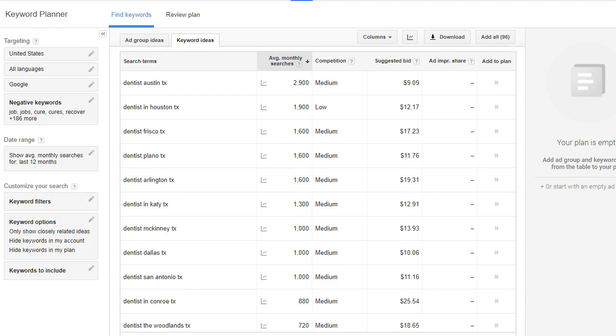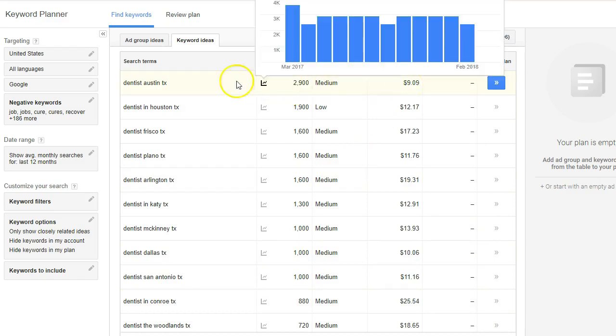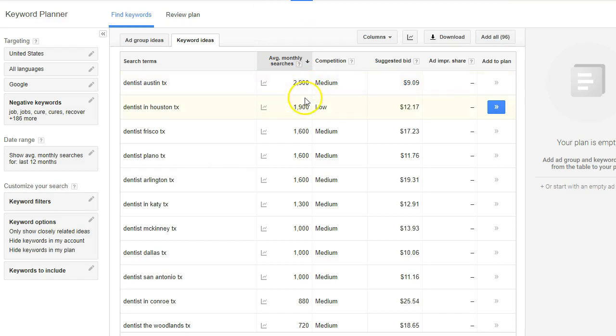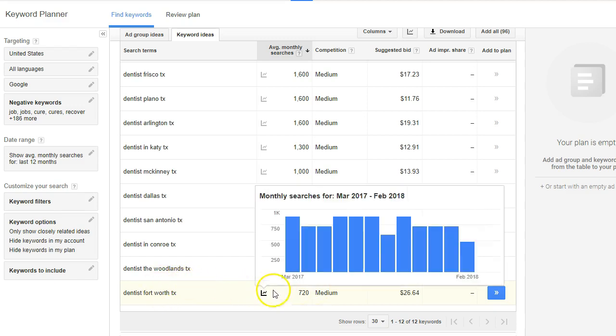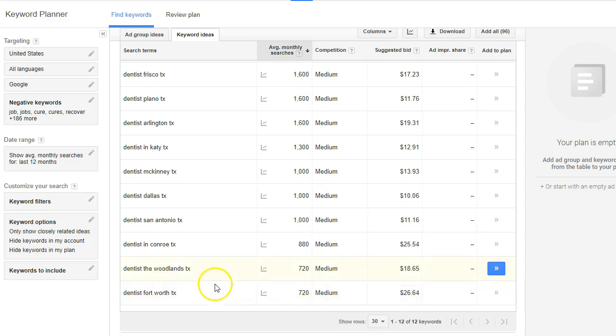So over here you can see a lot of variation. These are all cities from the state of Texas, and there's massive variation in terms of search volume and in terms of the suggested bid. Austin, for example, gets 2,900 searches, while the lowest is Fort Worth. Now, of course, Fort Worth is a much bigger city than Austin, and it does actually get much more than 720 searches per month. It's just that this keyword is getting 720. Obviously there's dentist Fort Worth and other keywords, best dentist Fort Worth, general dentist Fort Worth, and if you combine all of them, you'll get a pretty decent search volume.